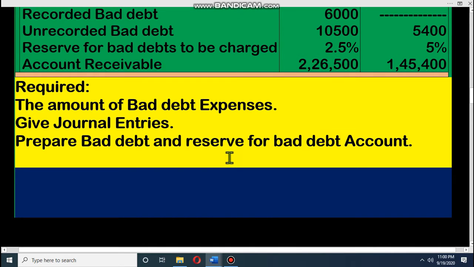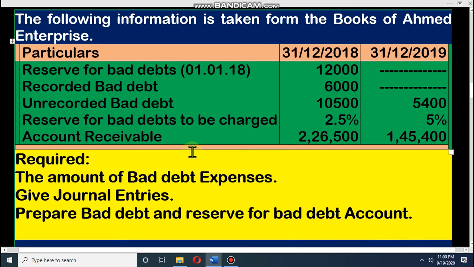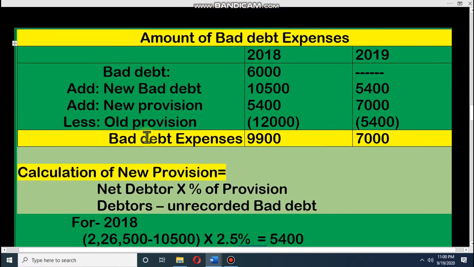give journal entries, and prepare bad debt and reserve for bad debt accounts. Dear student, all of you know how we have to calculate bad debt expenses. The formula is, you have to memorize the formula, dear student. Bad debt expenses equals bad debt plus new bad debt plus new provision minus old provision. That means these four elements are the formula of bad debt expenses.